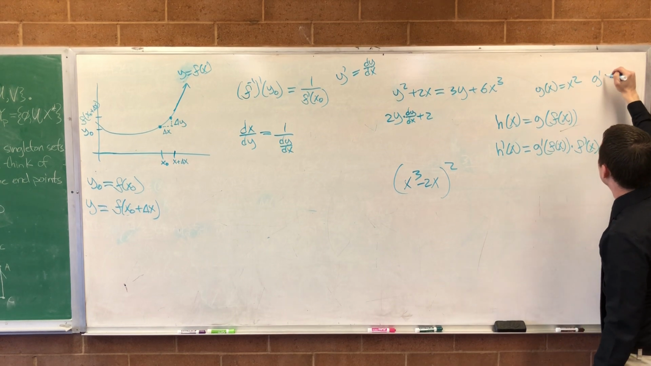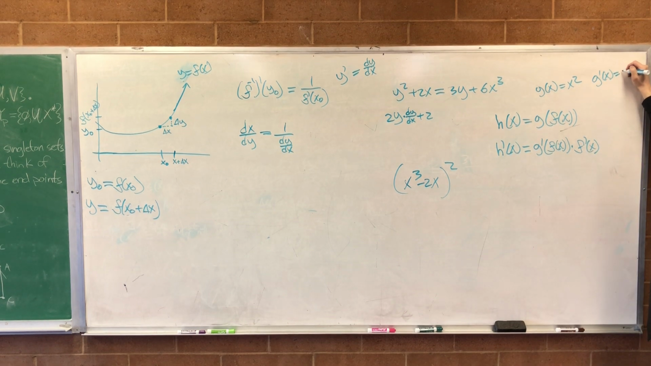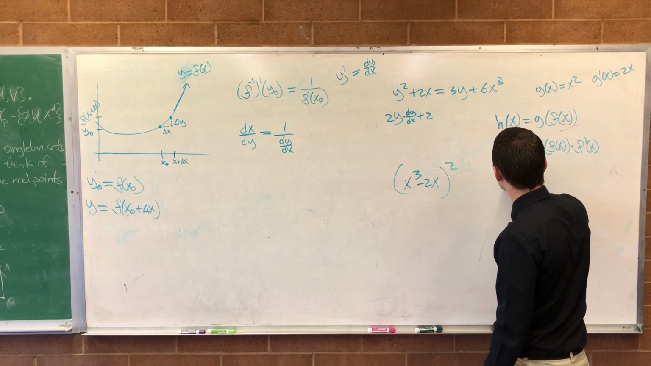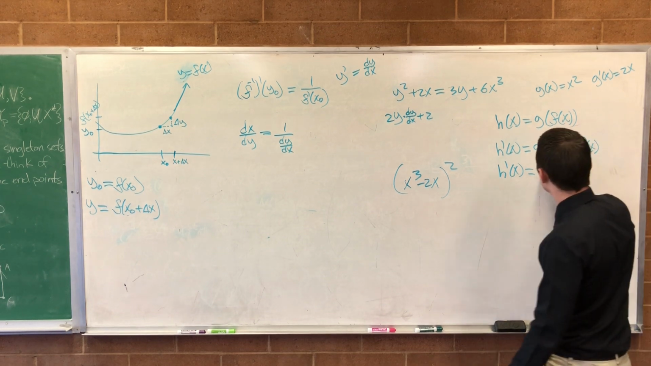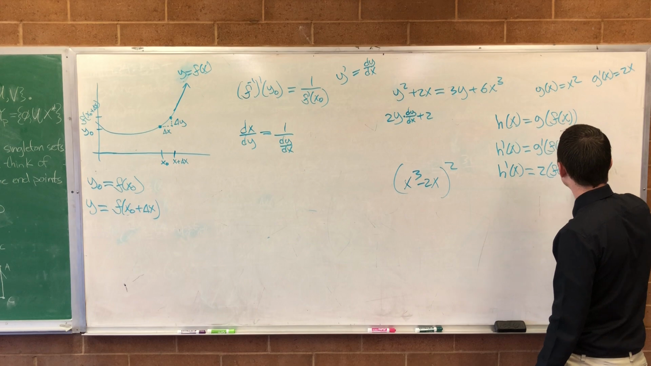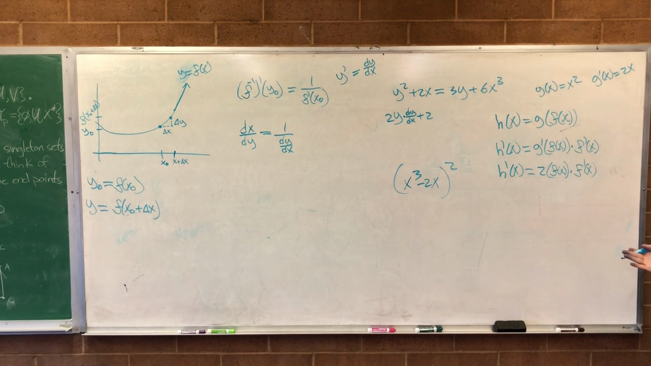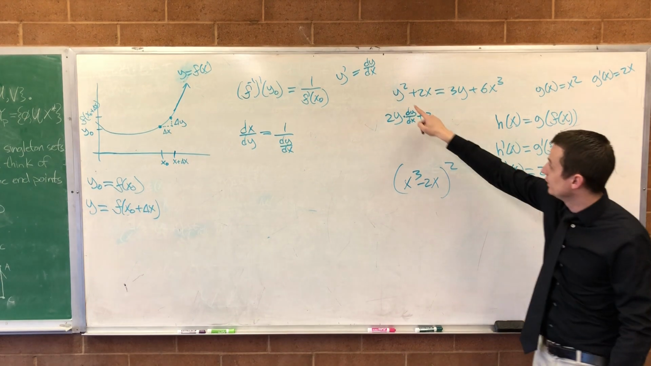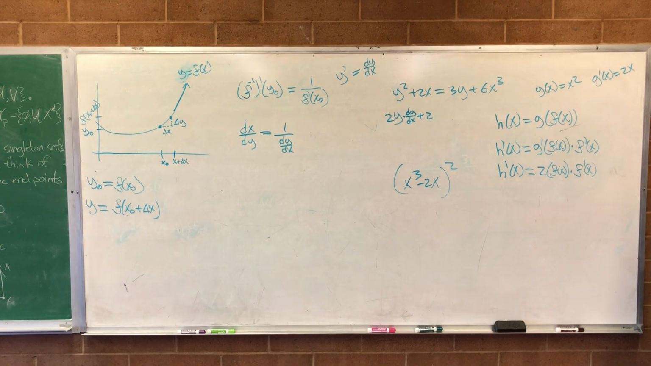g prime of x is equal to 2x. So, h prime of x, in that specific case, where g is equal to this, gives us 2 f of x times f prime of x still, because we don't know what the f is, we just know what the g is. Right? That's exactly what I've written here. Okay. Make sense now? Yeah.